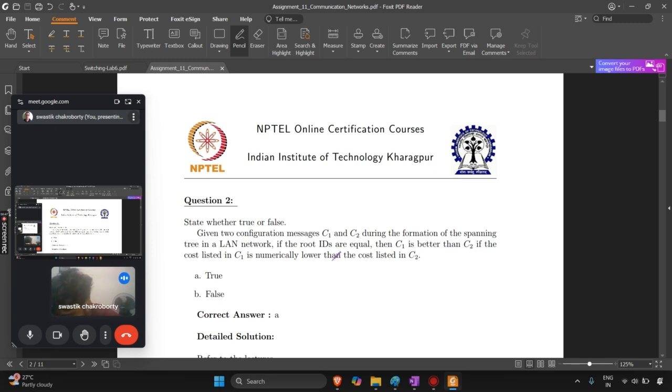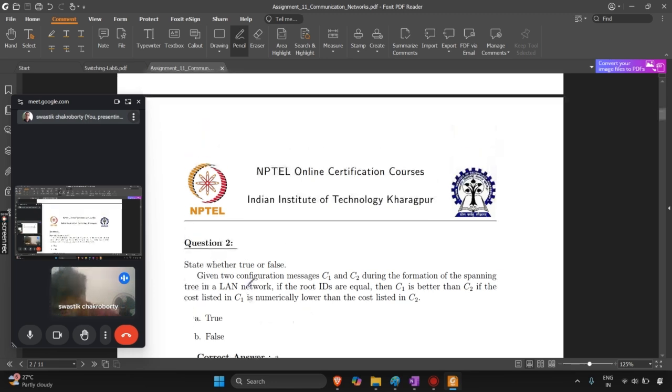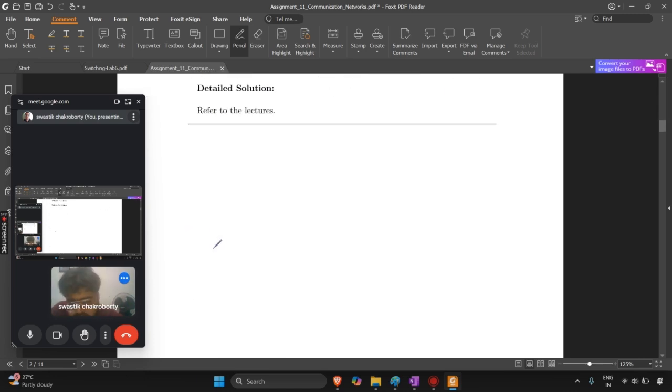They are at the same level. So if they are at the same level, C1 will be better than C2 if the cost is lower. Since they are all at the same level, you need to differentiate between them, so that at the next iteration you can create two separate levels. To create two separate levels, you will of course look at the cost. So if the cost is lower, then C1 is superior.